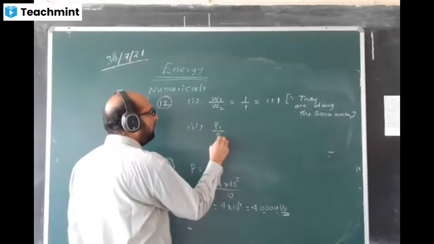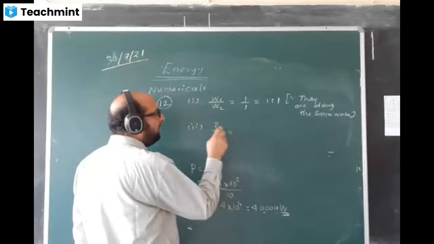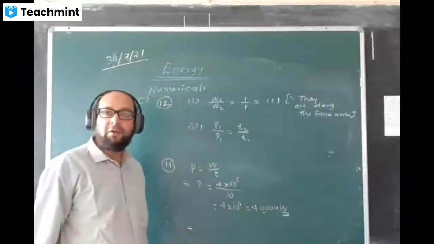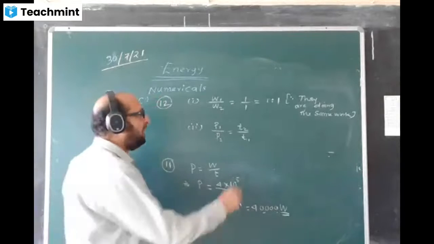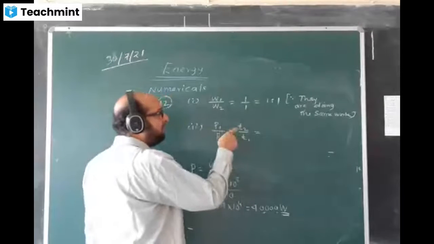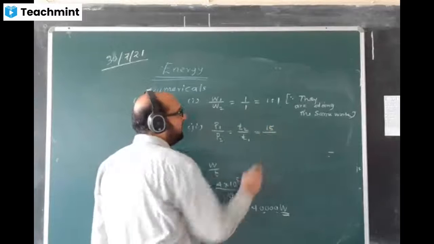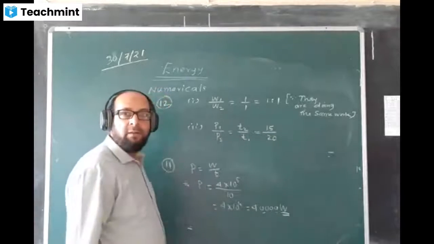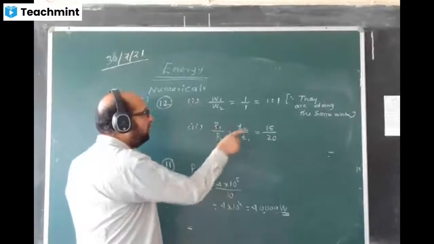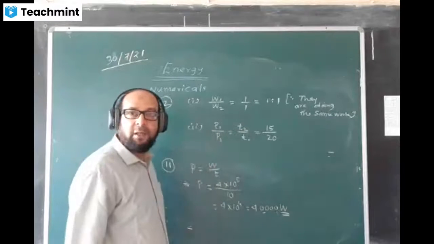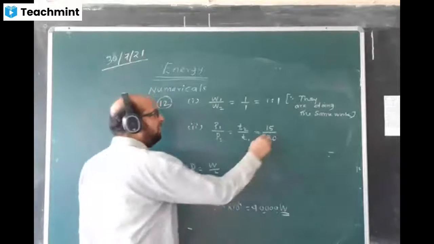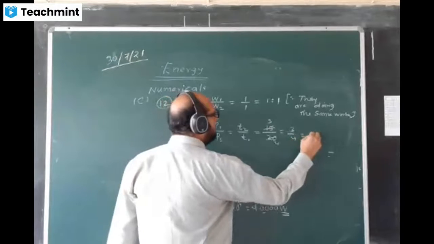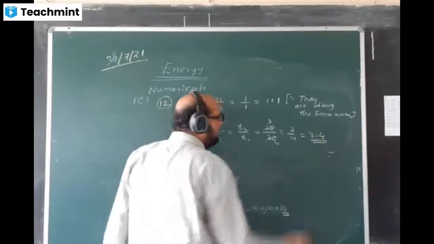P1 by P2, the ratio of power. Power depends on the time, inversely proportional, so here we write P2 by P1, just opposite. That means I write down the time of the second person first. What is the time taken by the second person? 15 seconds. And time taken by the first person is 20. So I write 20 here. Opposite way I write the ratio. Now cancel: 5 threes are 15, 5 fours are 20. The answer is coming 3 by 4. The ratio is 3:4. 3:4 is the answer.